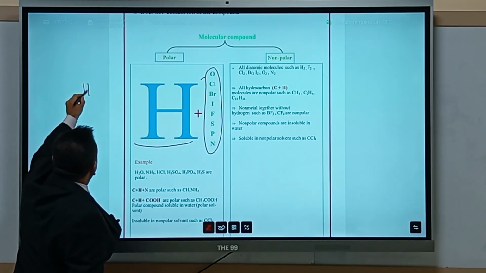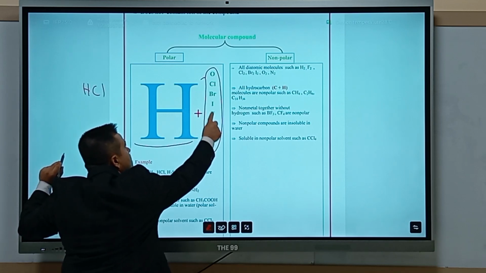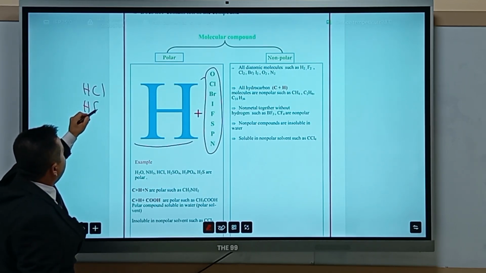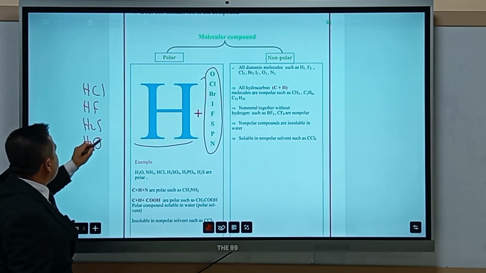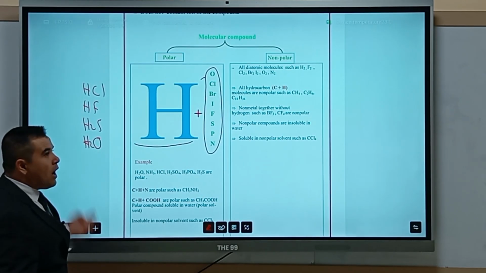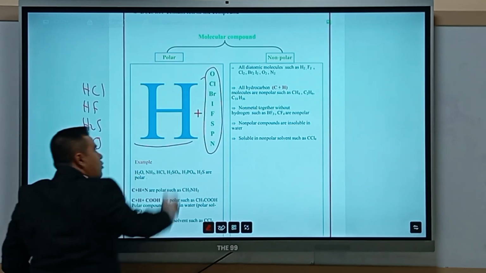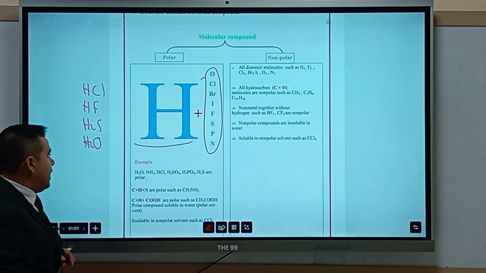Examples, guys, like HCl. It's between H and Cl, which is given here. HF, H2S, and so many other compounds, H2O. So these are all polar. Why? Because hydrogen combined with oxygen, chlorine, bromine, fluorine, iodine, sulfur, phosphorus, and nitrogen.